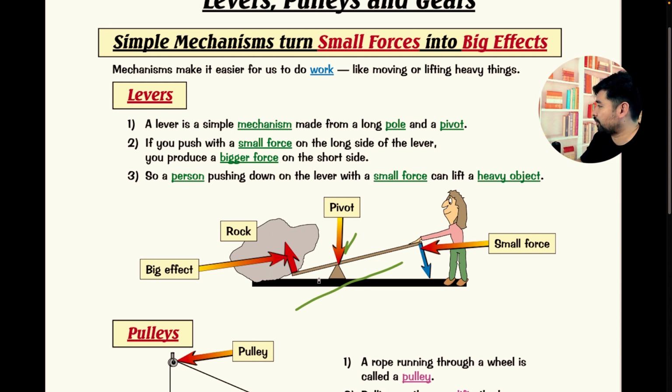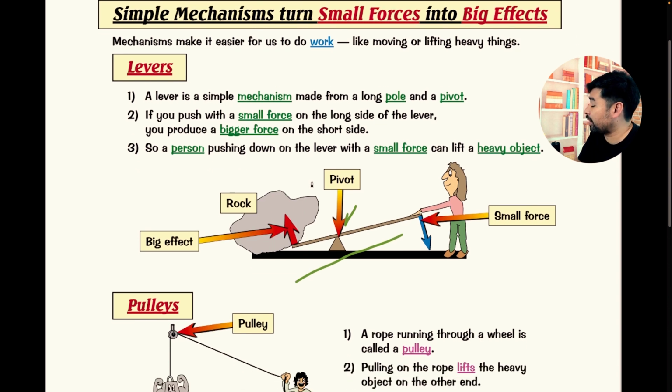Okay, so let's continue. Number two, if you push with a small force on the long side of the lever, you produce a bigger force on the short side of it, right? And number three, a person pushing down on the lever with a small force can lift a heavy object. So of course we have the picture here that we can analyze.